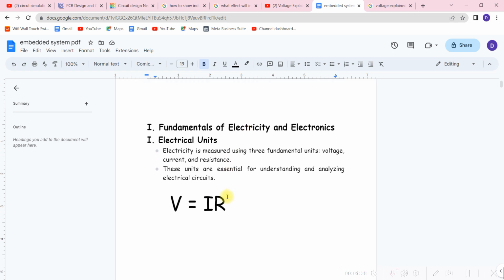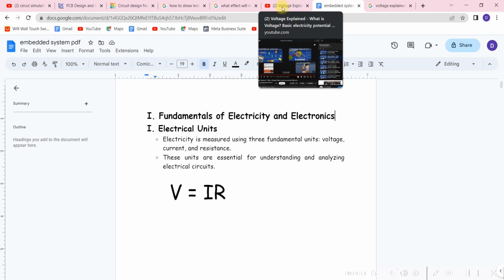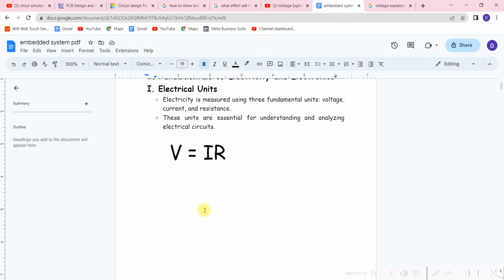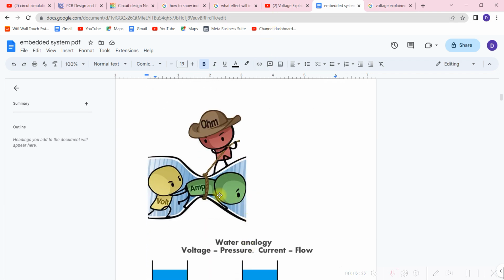We're going to explain a lot of basic concepts to you. To start with, electricity is measured in three basic fundamental units, which are current, voltage, and resistance. They're very essential for analyzing electrical circuits. You might be seeing this formula that says V is equal to IR, and wondering what's going on here. That's where this picture comes into play.